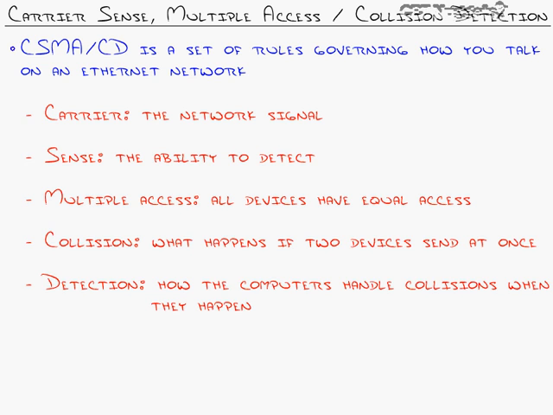Everybody that's plugged into an Ethernet network is considered equal. They just have to wait until each other stops talking. There's no priority, is what that's trying to say. Collision detection defines collision, what happens if two devices send at once, meaning they were both trying to detect if there was a signal, and they didn't hear anything, so they assumed it was safe to send, and when they both sent, they collided.